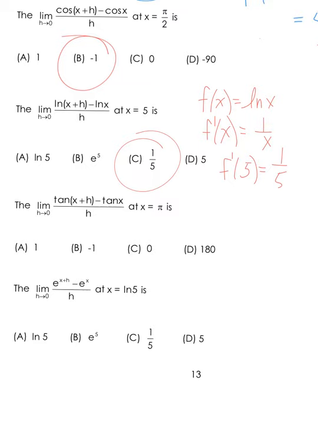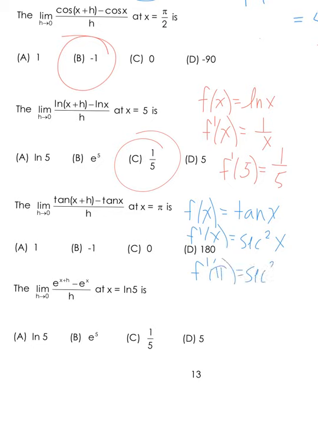The next one, we change colors here. We'll go to blue. Function is tangent x. We need to know the derivative of that. It's secant squared x. Now I'll plug pi into that. Well, how am I going to figure out secant squared of pi? Well, if I know what cosine of pi is, then I'm just looking for the reciprocal.